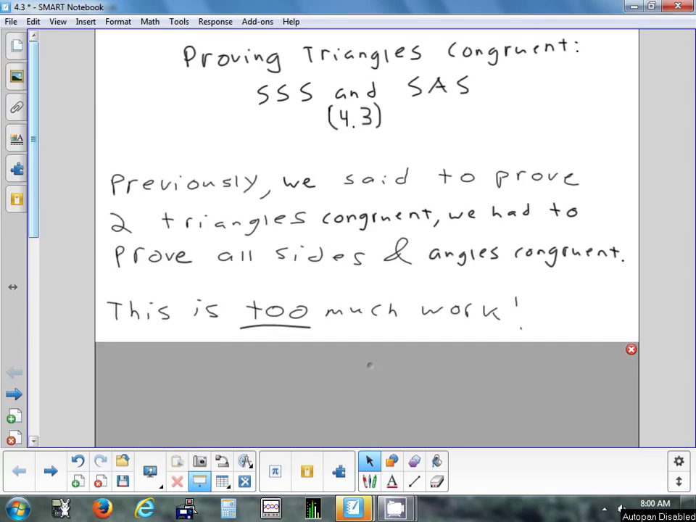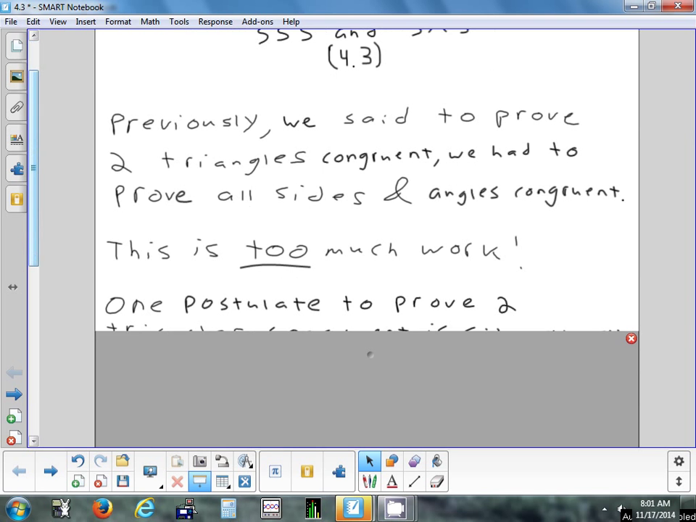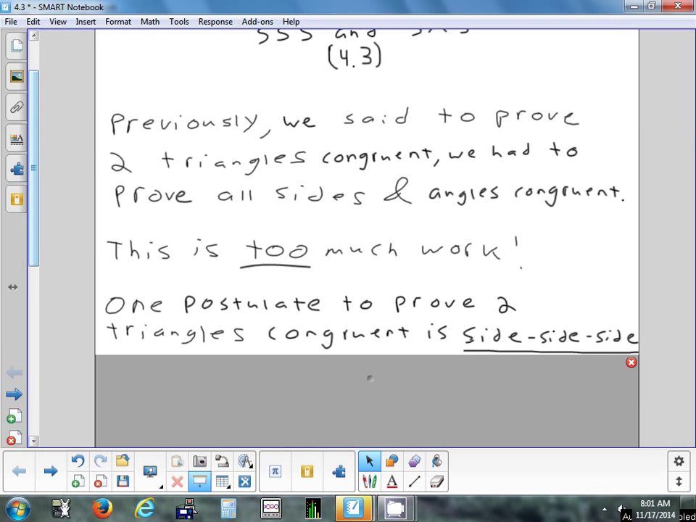Okay, so previously this is what we did. To prove two triangles are congruent, we had to prove all the sides were the same and all the angles were the same. That's the definition of congruent triangles. Three sides, three angles, they all match. But then that's 6 separate statements you have to write down. That's a lot of work. So we're going to come up with a shorter way to prove this.